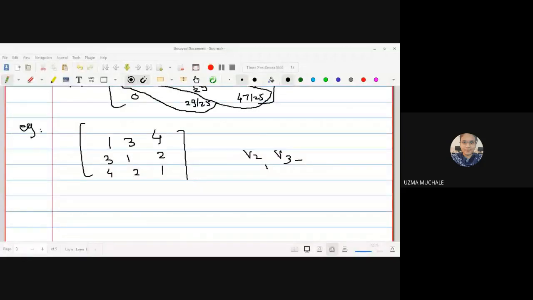Getting the values of V2, V3? Yes, ma'am.